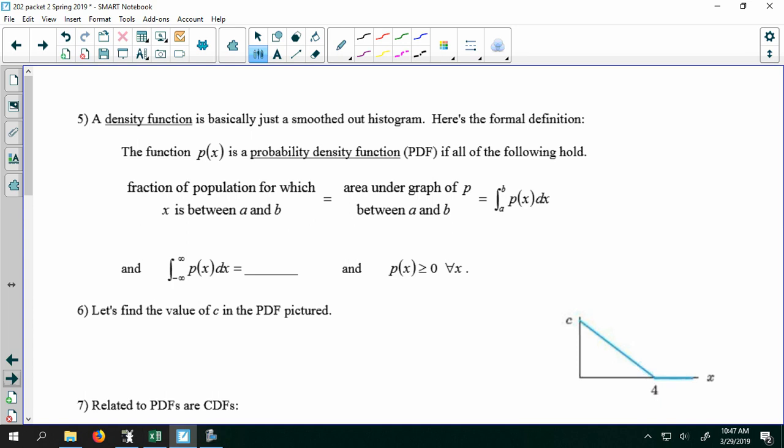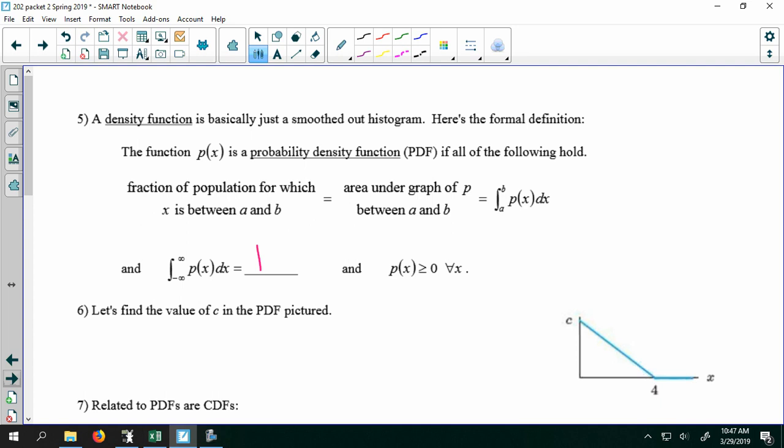Okay, so if we're talking about the fraction of the population for which x is between a and b, the fraction of the population whose age is between some a and some b. If you're going to go from negative infinity to infinity, the fraction of the population whose age lies between negative infinity and infinity is what? Everyone. So for a PDF function, the integral from negative infinity to infinity of p of x dx is always 1. You're always representing the entire population as the area under the curve.